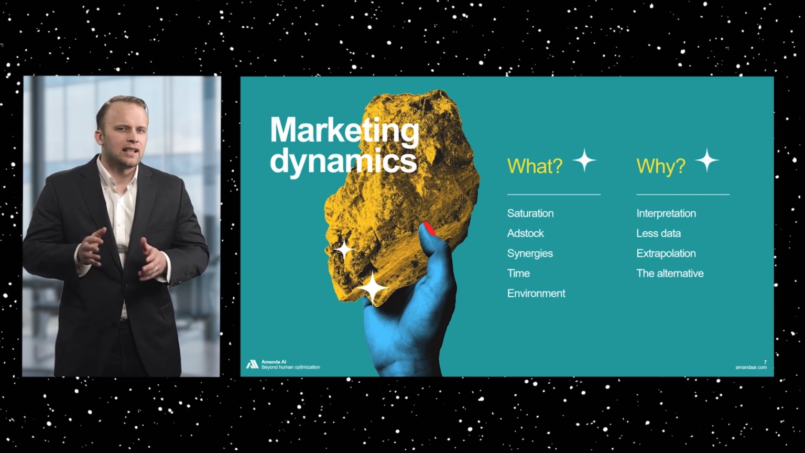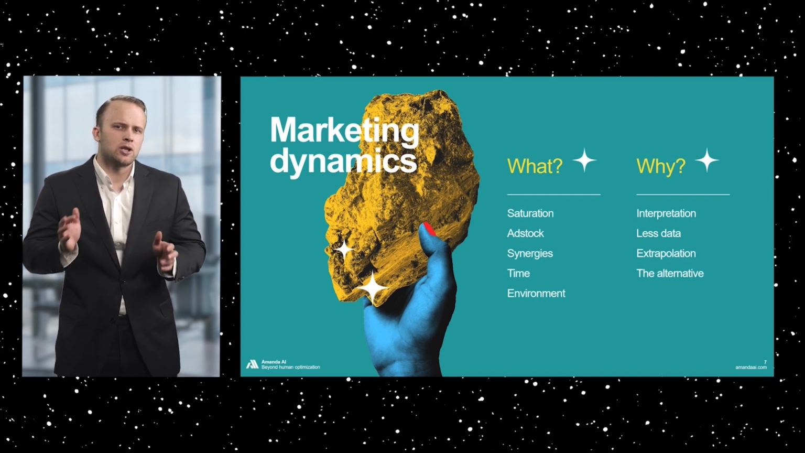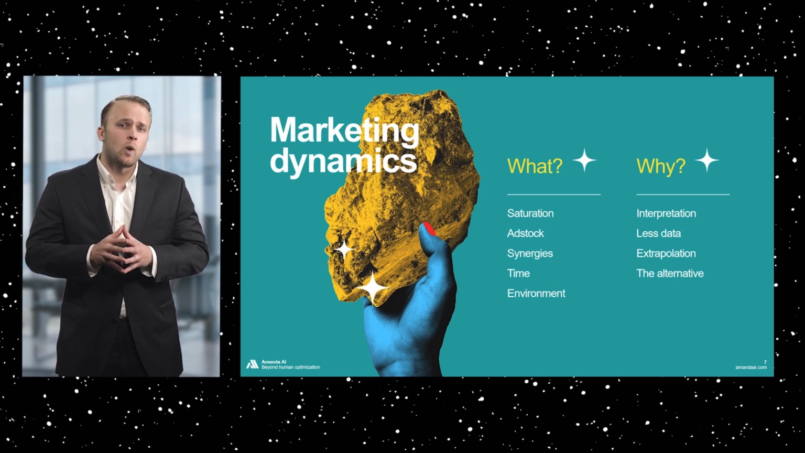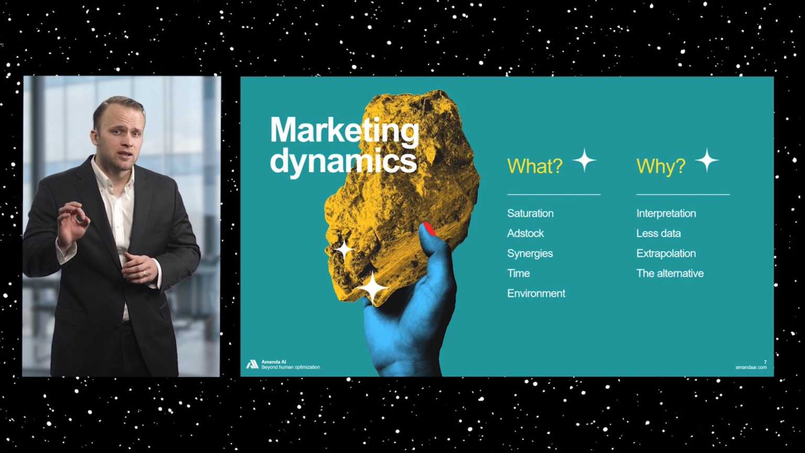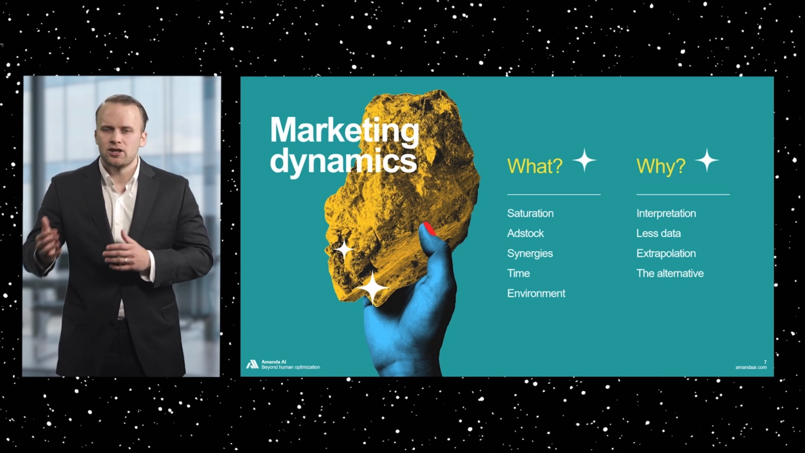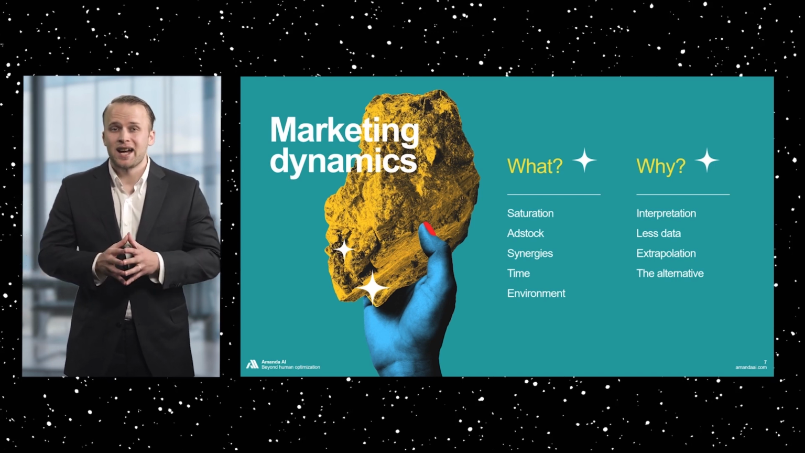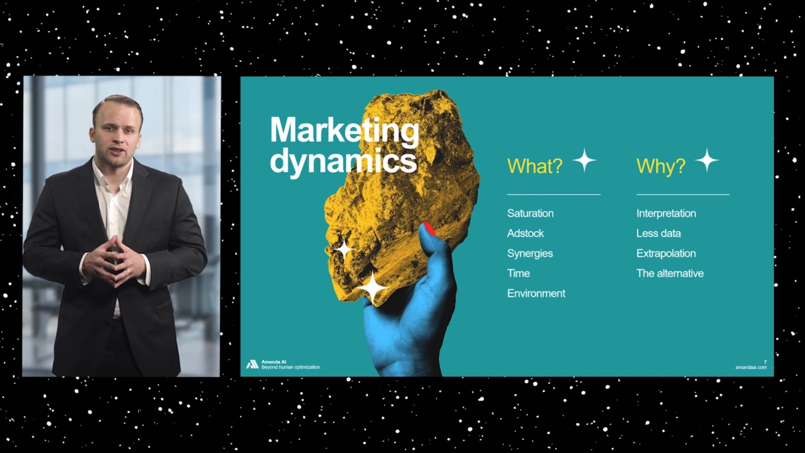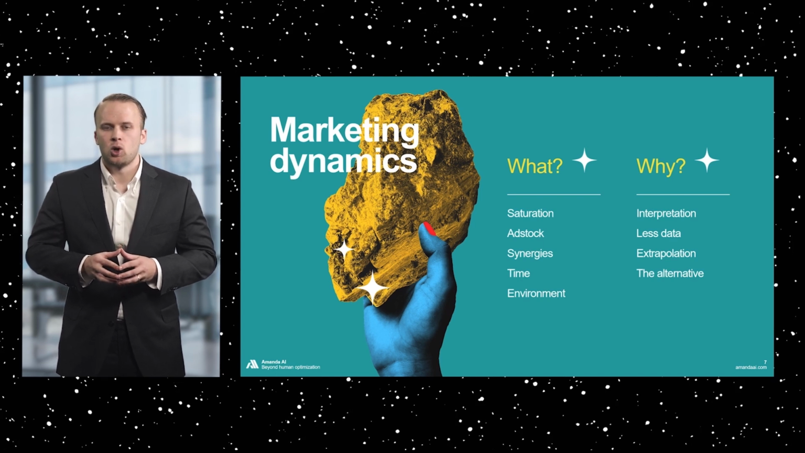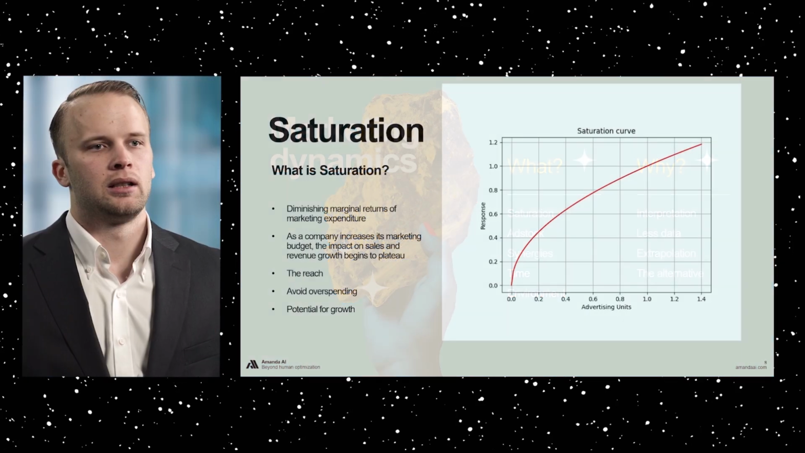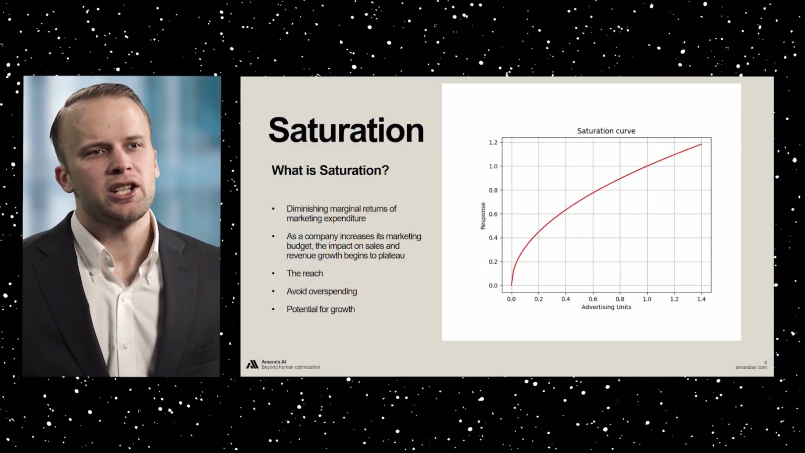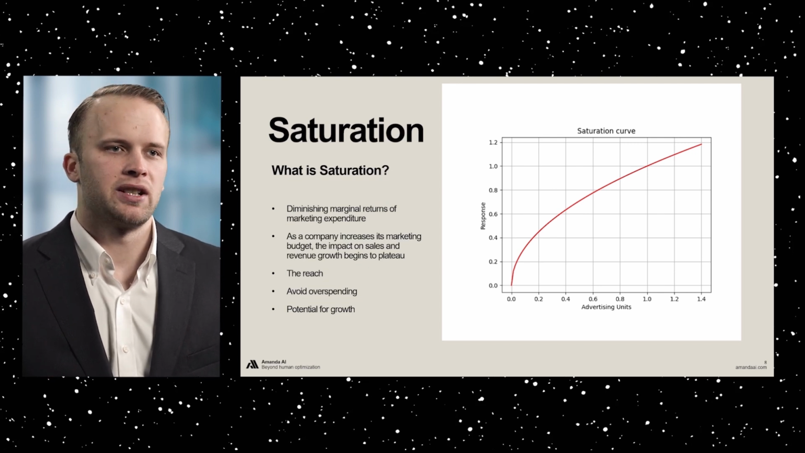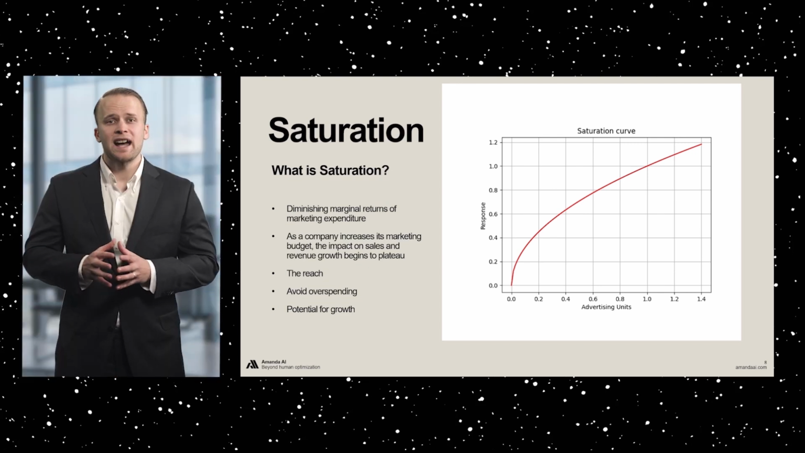So what exactly are these marketing dynamics that we're trying to map up? While a lot of categorizations can be made, we categorize them into saturation, Adstock, synergies, and time variant factors, as these are the most prominent ones. Now we will discuss these factors, and then we proceed to discuss the overall marketing environment. Saturation refers to the diminishing marginal returns on marketing expenditure on sales, widely acknowledged as a phenomenon in marketing theory.